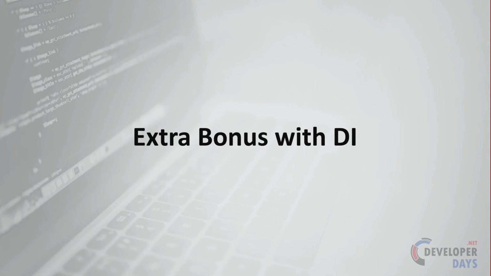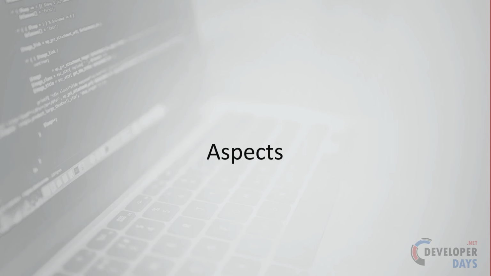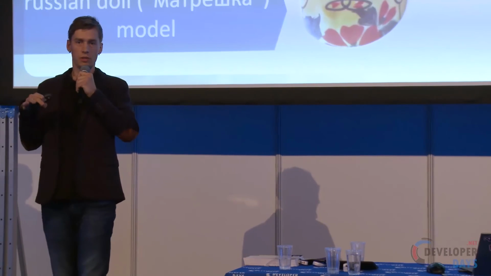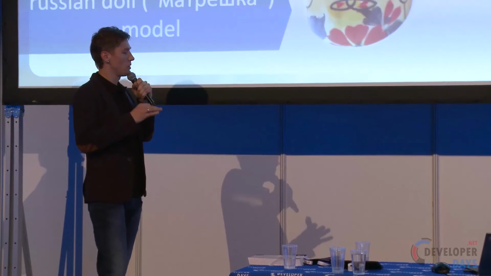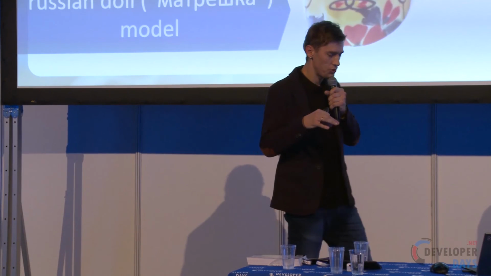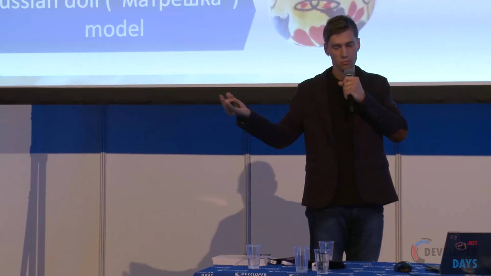And one thing that comes into play using dependency injection is something called aspects, or interceptors, or decorators, depending on the case. With these, we can implement the so-called Russian doll model, especially with the decorators and interceptors.